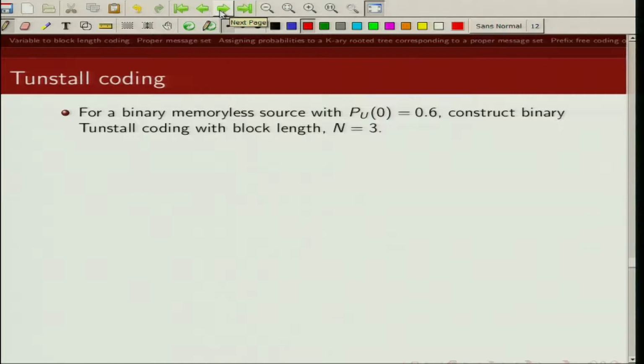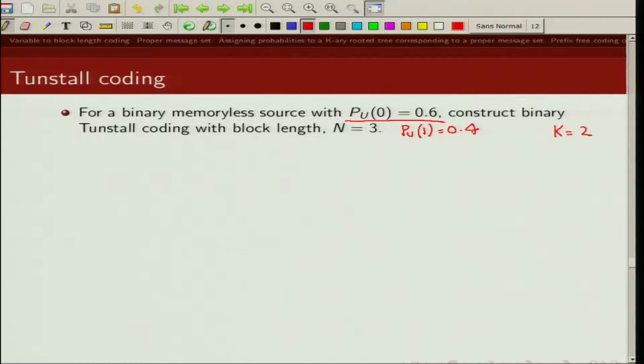So let us take an example to illustrate this. So consider a binary message source. So K is 2, probability of U being 0 is 0.6, so probability of U being 1 is 0.4.